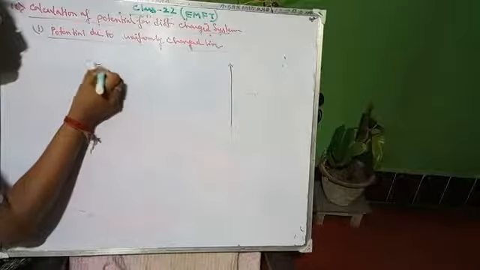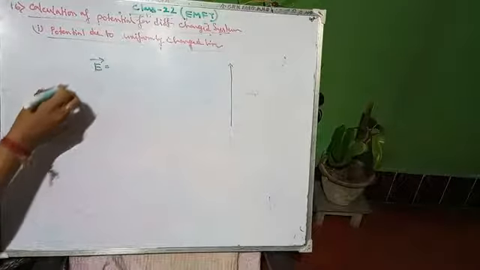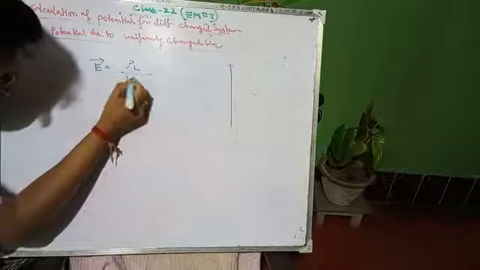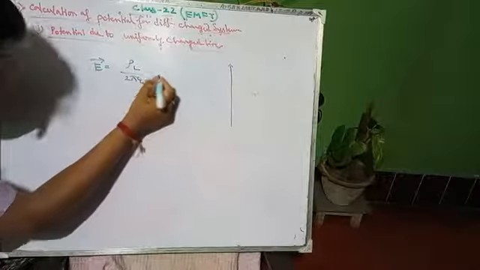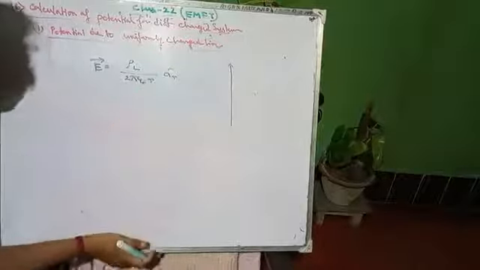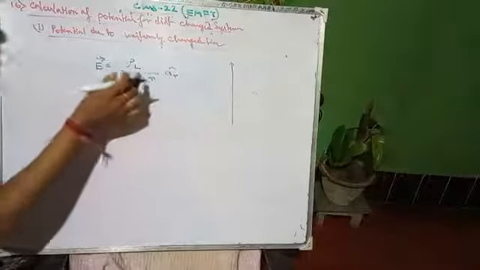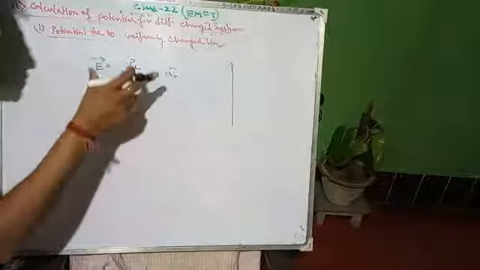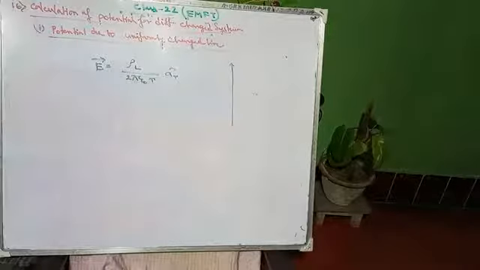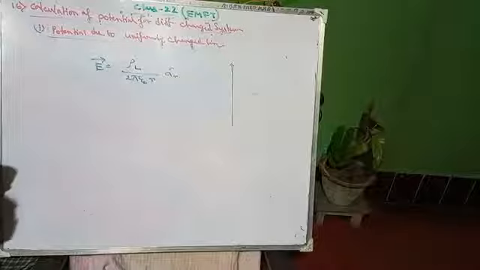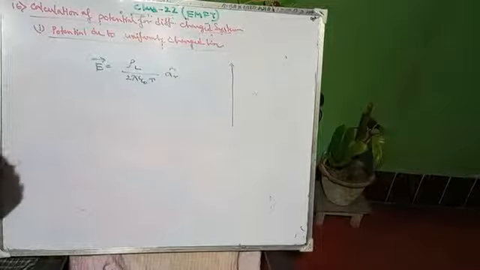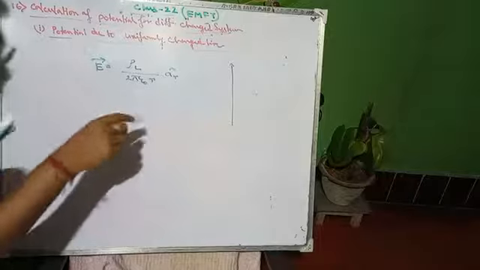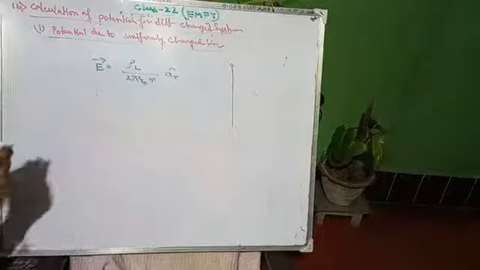We have this equation. Previously we have proved that the E vector, the intensity, equals rho L by 2 pi epsilon naught R, in the direction AR cap. This is the intensity at a distance R from that line. Now we have to use this equation to calculate the potential at the same point, at distance R from the line.